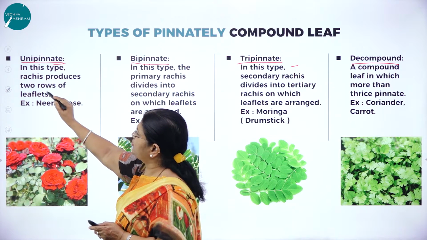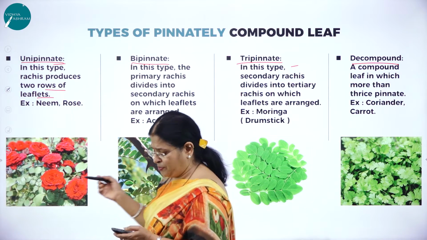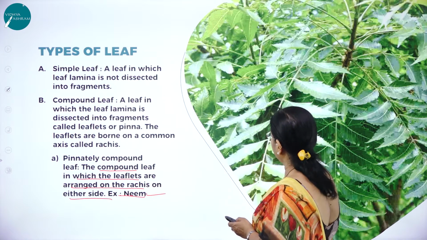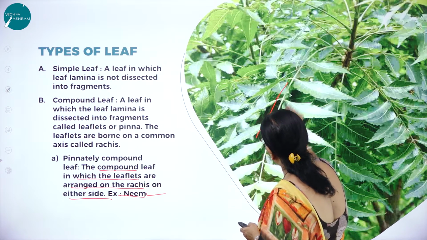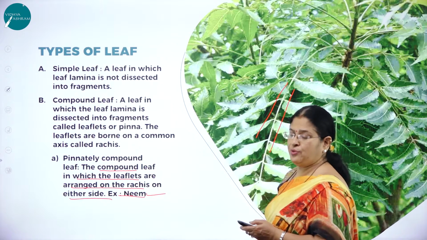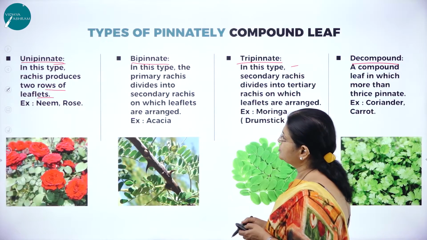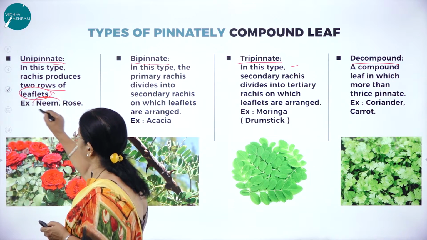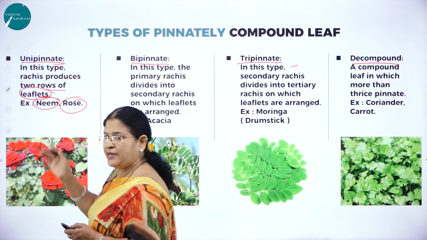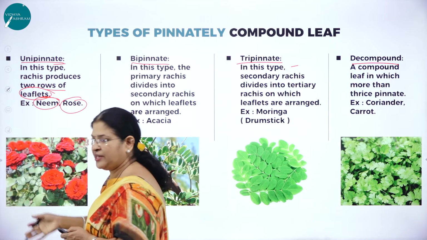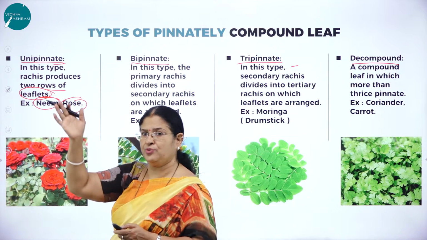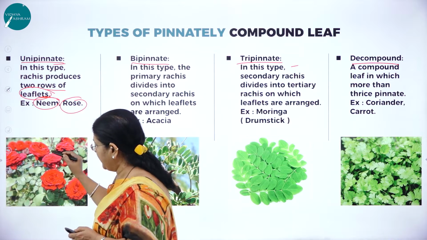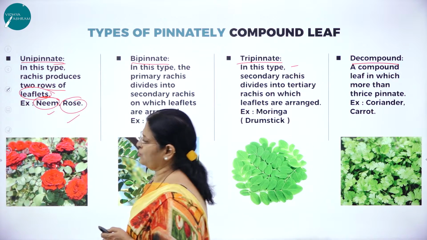In this type, rachis produces 2 rows of leaflets. Hope you have observed in neem. So here you can see 2 rows of leaflets. Here 1 row, here 1 row. It is called unipinnate. In this type, rachis produces 2 rows of leaflets. Example, neem and rose. On one side you can find 1 row of leaflets, and the other side another row. So unipinnate means 1 row this side, 1 row this side. You can take the example of neem and rose.